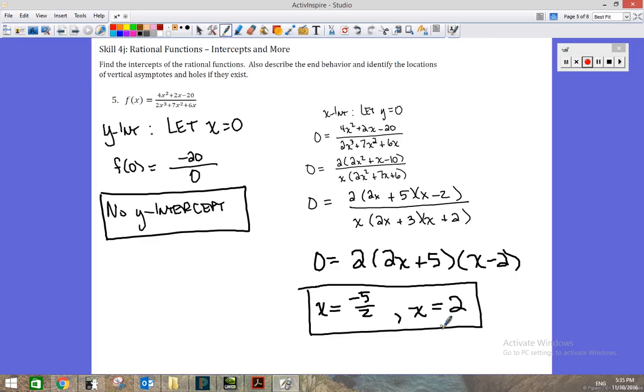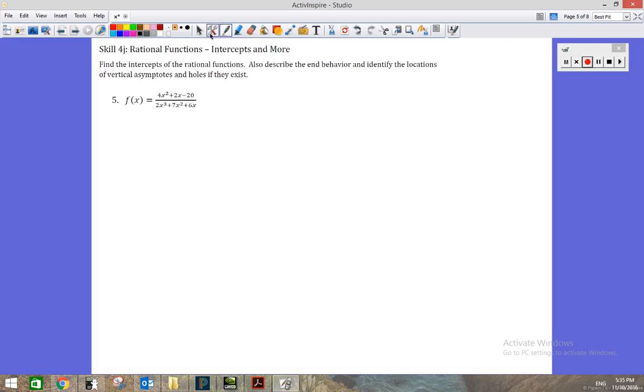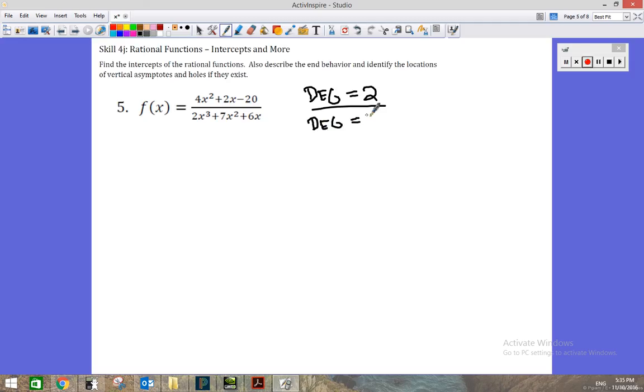All right, so let's determine the end behavior. Let's compare the degree of the numerator against the degree of the denominator. This numerator is in standard form. It's a quadratic equation. Its degree is 2. This denominator is in standard form also, and its degree, this polynomial, is of third degree. So it's bottom heavy. When it's bottom heavy, that end behavior is a horizontal asymptote. And when it's bottom heavy, it's always the x-axis, which is the line y equals 0.